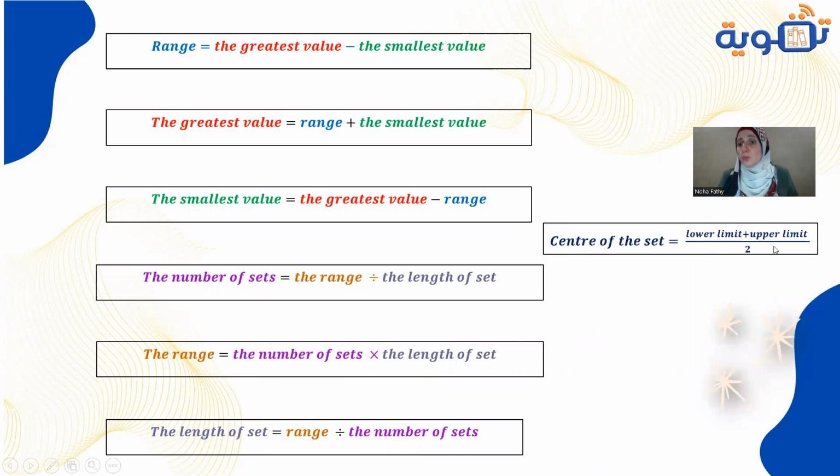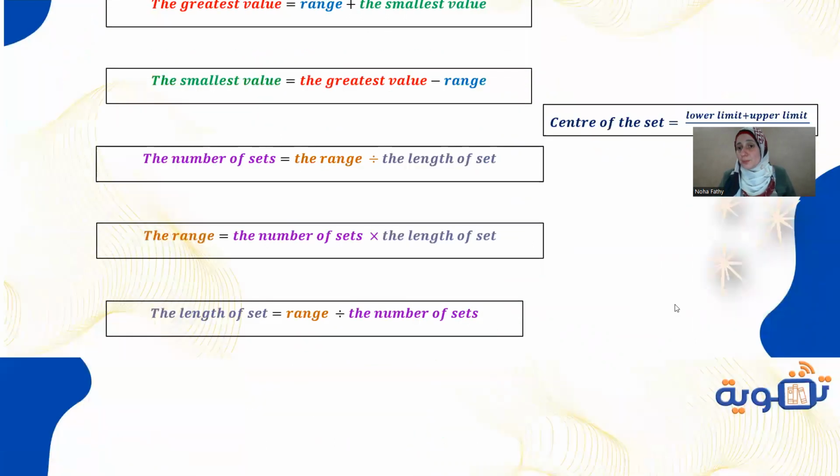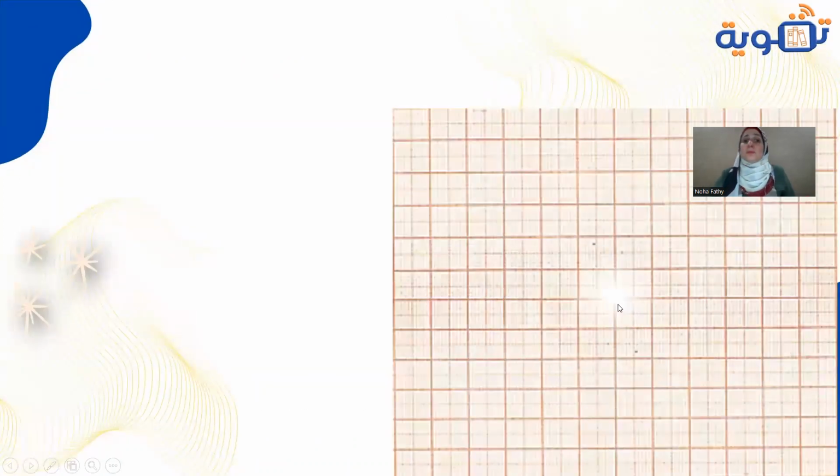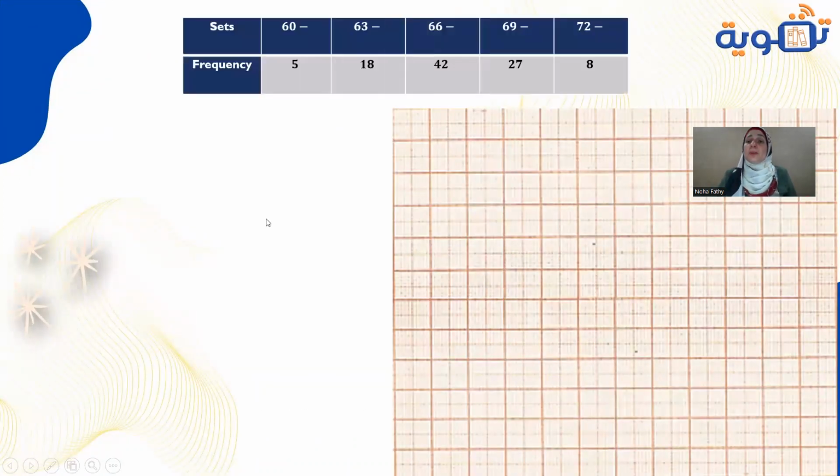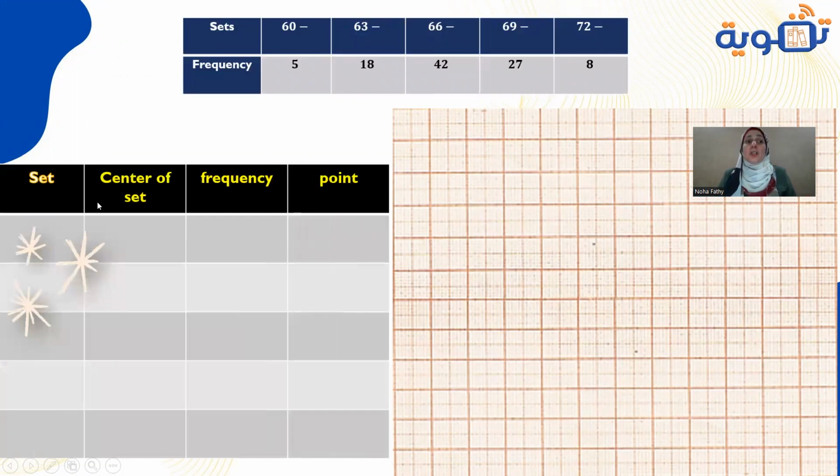How about the center of set? Lower limit plus upper limit divided by 2. And the last question is about how to draw the frequency curve. You will draw first the set, center of set, frequencies, and point. What is the set? The given set in the table. He gave me 60, then 63, then 66, then 69, then 72.